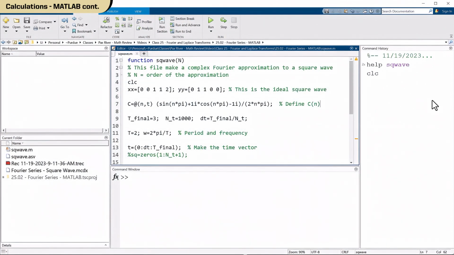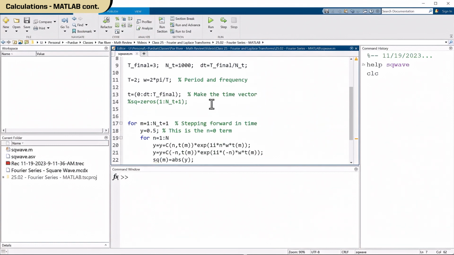Okay, so here we are back. I'll explain that. The next couple of lines are just bookkeeping. I'm going to go to 3 seconds, that's t final. n_t is the number of points I'm going to use to make the plot, and dt is just the time step. As before, I've got T equals 2 and omega is 2 pi over T. I'm just using a w instead of omega because MATLAB doesn't know what Greek characters are.